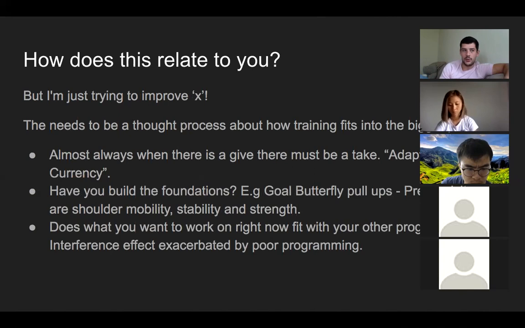We can give you examples of what you might need to take out. For example, if you're someone who does a Mob Strong class and then a Mob Engine, if you're looking to add in some extra gymnastics work, it might make sense to not do the Mob Engine that day and add your gymnastics in instead. So there's a give and a take there rather than just adding it on top.